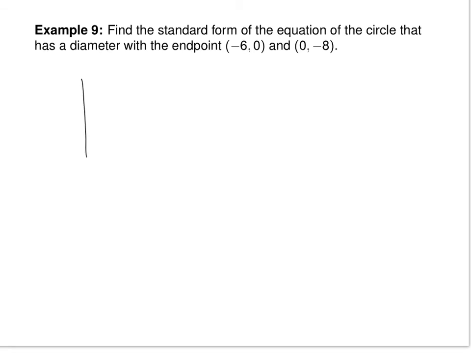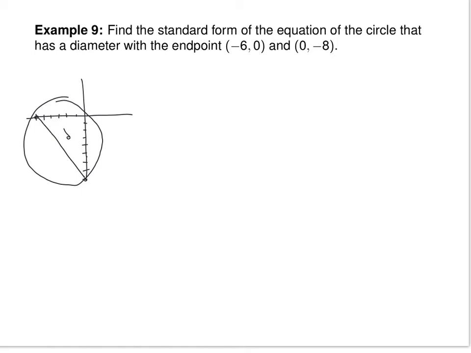Okay, so let's just at least graph it and see what we got. We got negative 6, 0. So back 1, 2, 3, 4, 5, 6. And 0, negative 8, down 1, 2, 3, 4, 5, 6, 7, 8. And there's some kind of circle going on there. I know I didn't draw it perfectly, but that is the diameter.